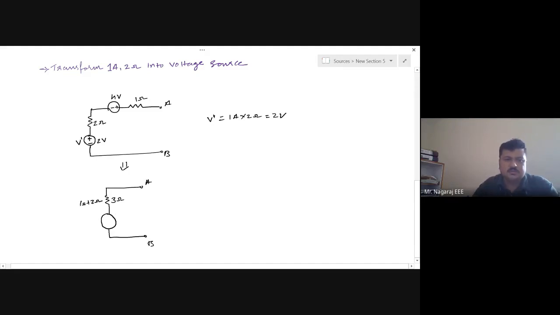Then the direction of V dash and 4 volts, both are the same. Both are upwards. So both are along the same direction. The arrow marks are directing in the same path in this circuit. Therefore, the voltages will add up, which is 2 volts plus 4 volts, that is 6 volts.